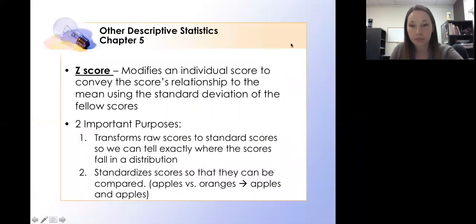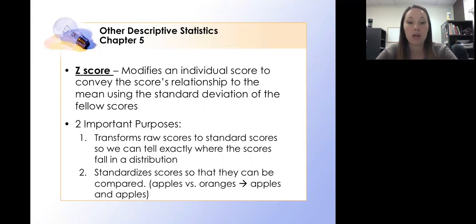So a Z-score. The definition of a Z-score is it modifies an individual score to convey the score's relationship to the mean using the standard deviation of the fellow scores. So we see that the Z-score uses what we already know how to calculate, the standard deviation, as well as the mean, to convey how far an individual score is from the mean. And this has two very important purposes. The Z-score transforms a raw score, which we usually denote with an X, into standardized scores so that we can tell exactly where that score is in the distribution. So whether it falls close to the mean or far away from the mean, we get to see where that individual score lies on the distribution.